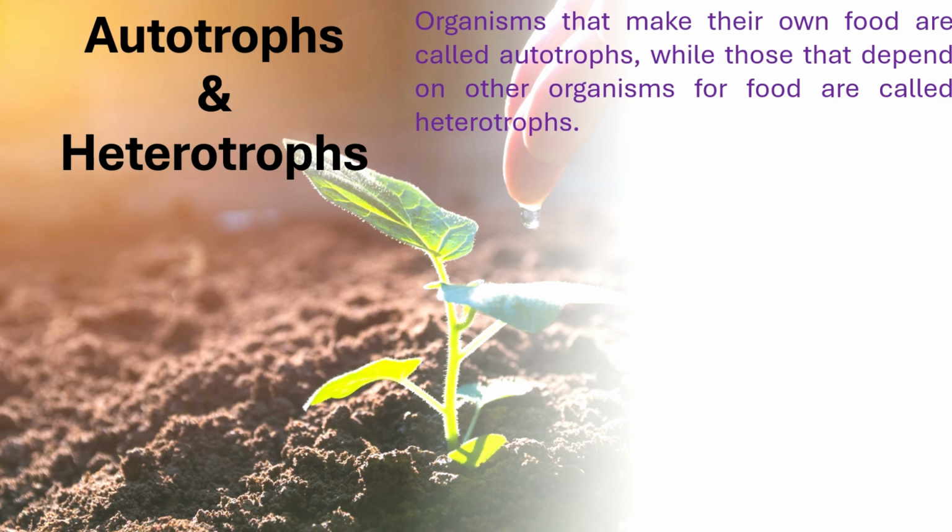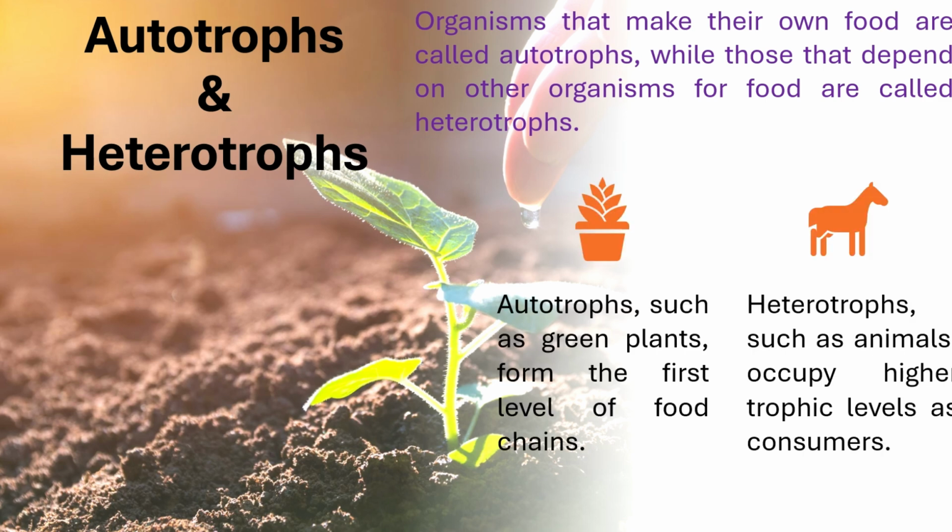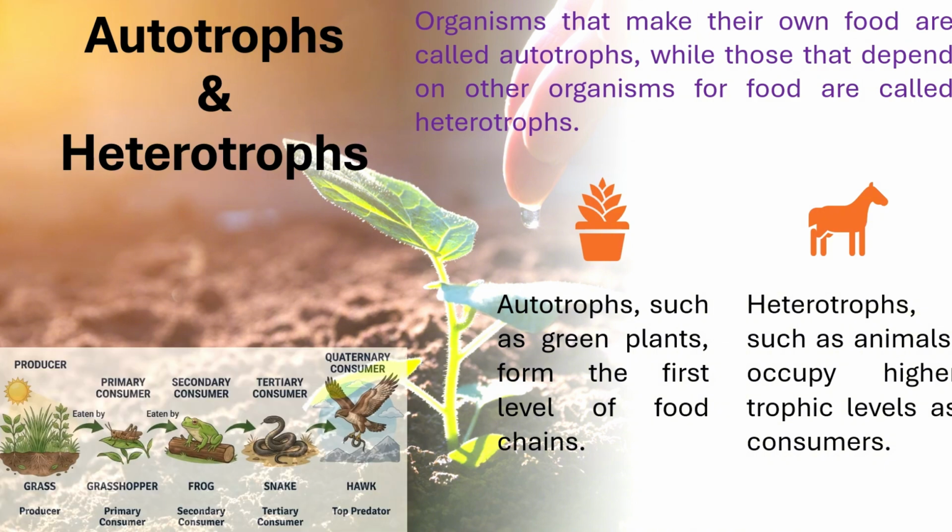Plants are what we call autotrophs. This means they self-feed. They take in light, carbon dioxide, water, and minerals to make their own food through photosynthesis. But animals, those are heterotrophs, like us. We cannot make our own food. So we have to get our organic compounds by eating other organisms. In a food chain, the autotrophs, like green plants, are always at the start. Heterotrophs, like us, are the consumers.